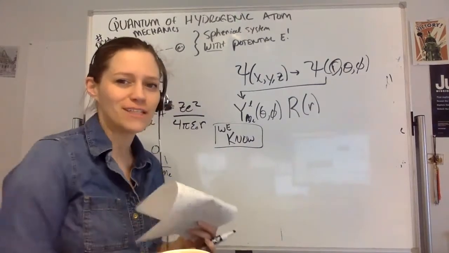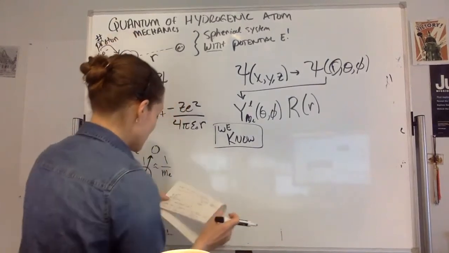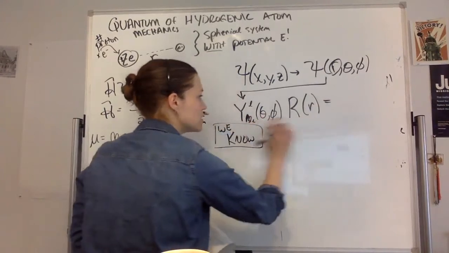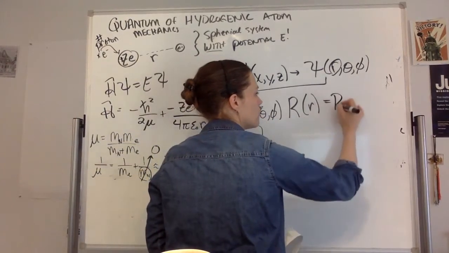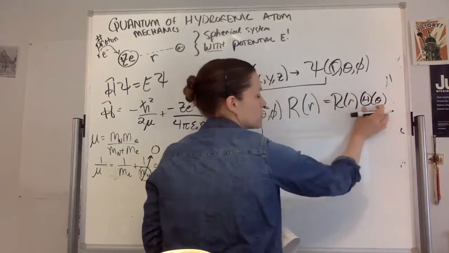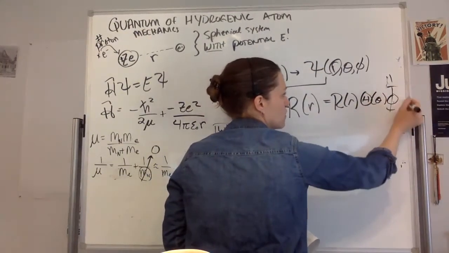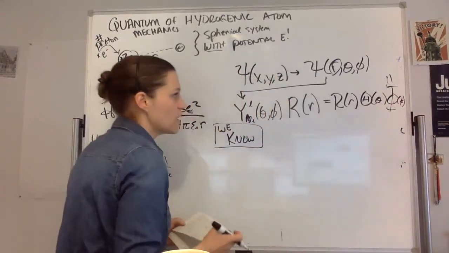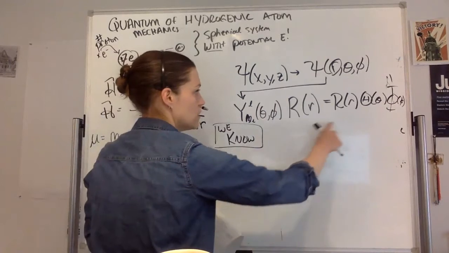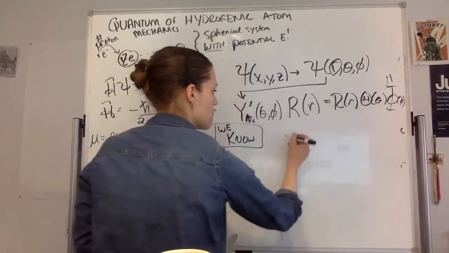Oh, coffee is wonderful. Okay, so we know that this breaks up into, and I'm just going to move r to the front, there's our theta angle, there's our big phi angle. And so now we've got our theta and phi.